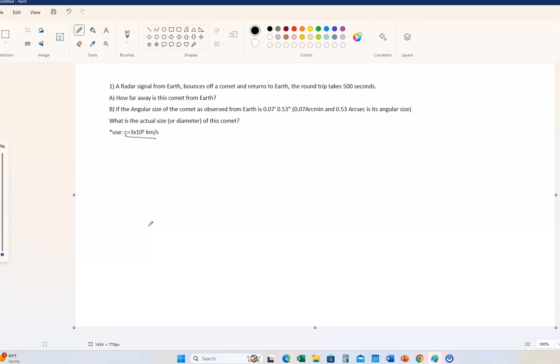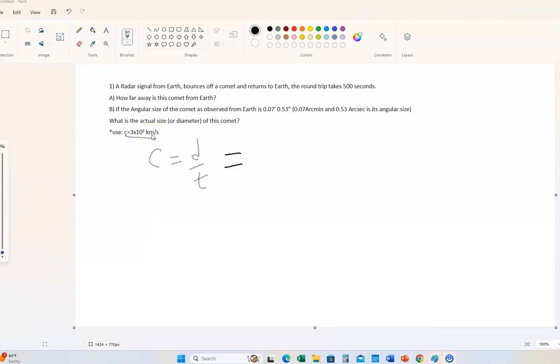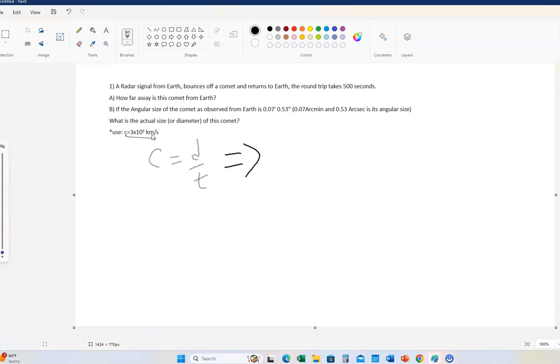Hold on, let me pause this. The equation that we're going to use is the speed of light, c, is equal to the distance divided by the time. Now, we've got to rearrange this equation and solve for d. So I'm going to do that over here. All right, so d is equal to, you just bring the t over to the other side, and it's equal to t, the time, times the speed of light. All right, so that's our basic equation that we're going to use, and I'll put a box around that.